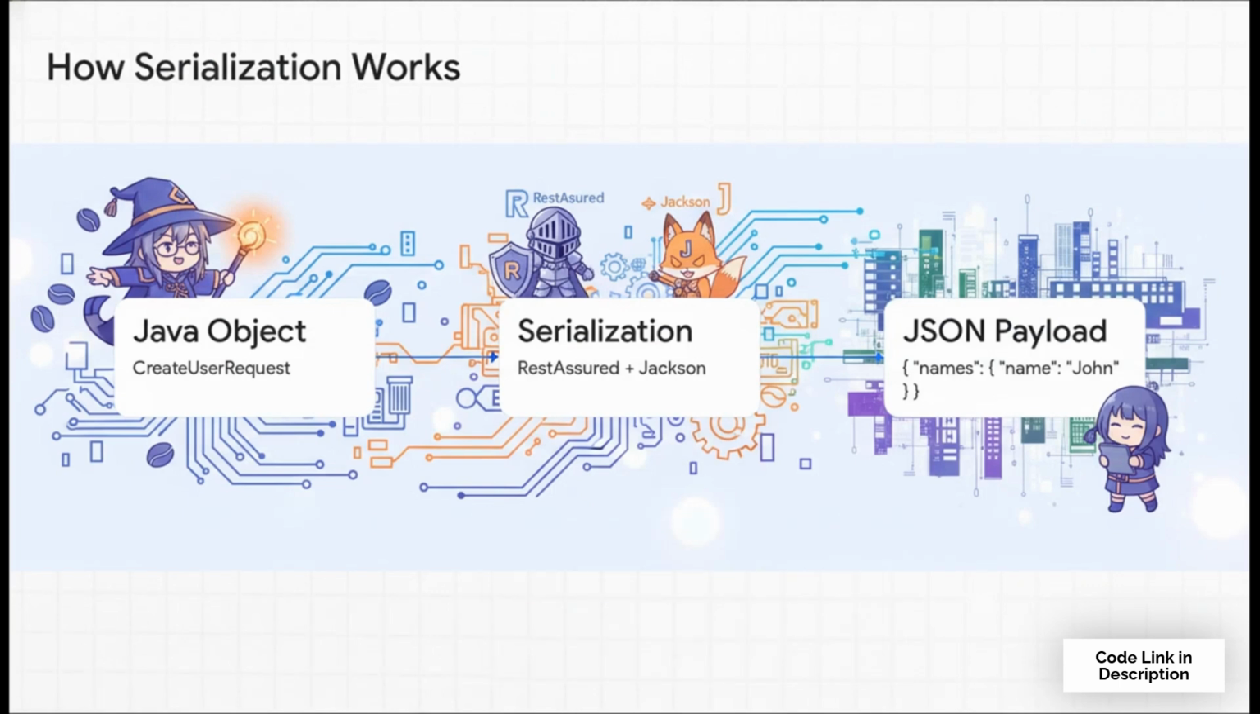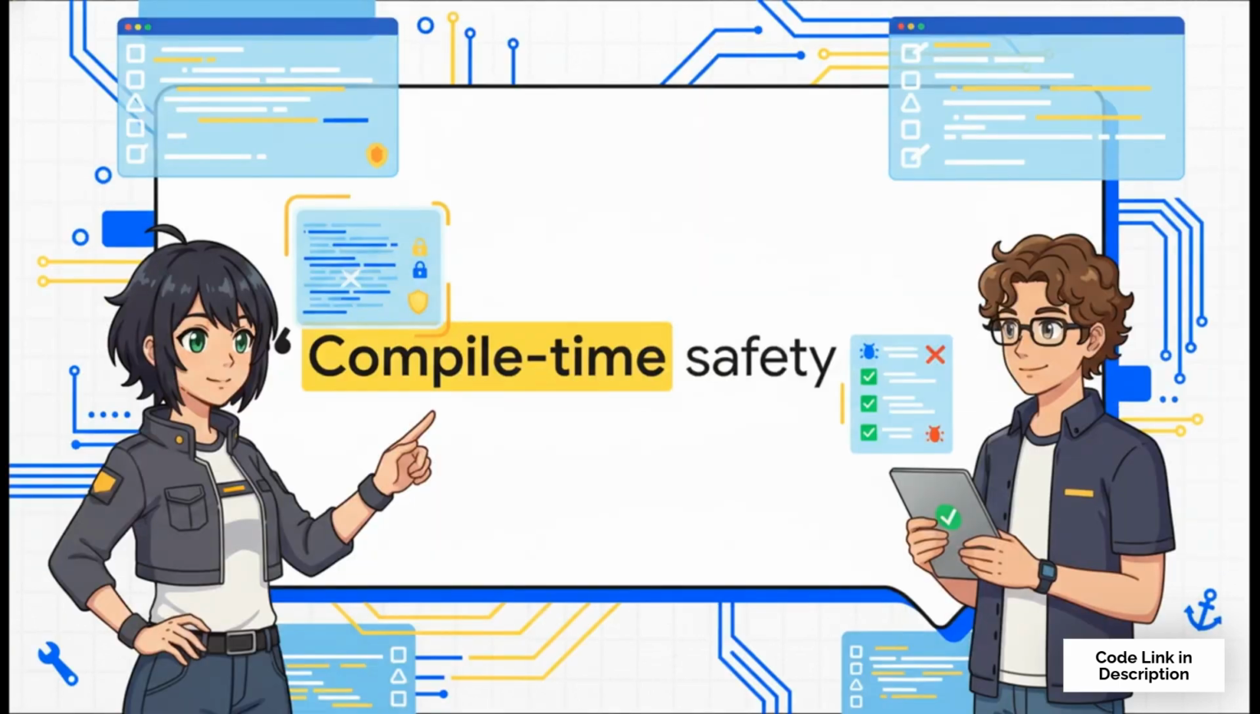So how does our Java object magically turn into JSON? Well, when we pass our CreateUserRequest object into a RestAssured request, a library working behind the scenes called Jackson automatically serializes it. It just converts it into a perfectly formatted JSON string for us. It's like magic. Now, the single biggest benefit of doing things this way is something called compile time safety. This is a game changer. It means your IDE will actually catch typos or data type errors before you even run the test. This prevents an entire class of really frustrating bugs that would otherwise pop up at runtime.